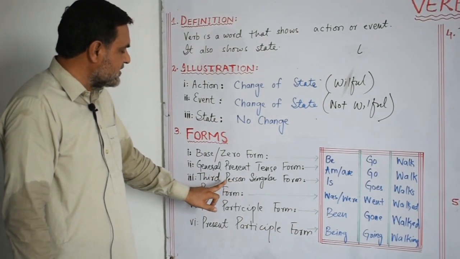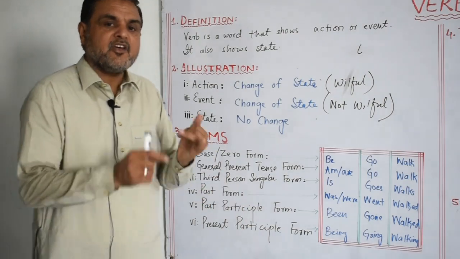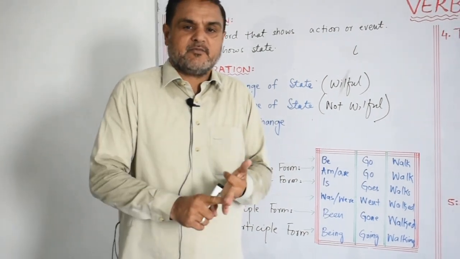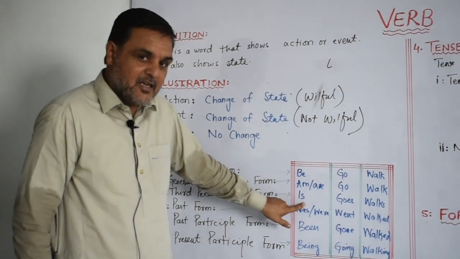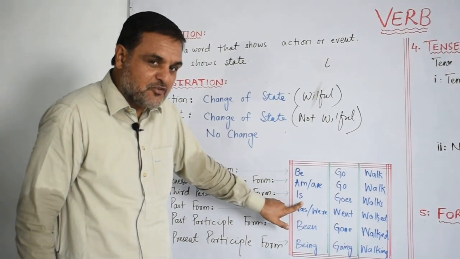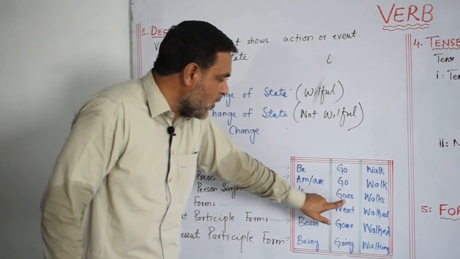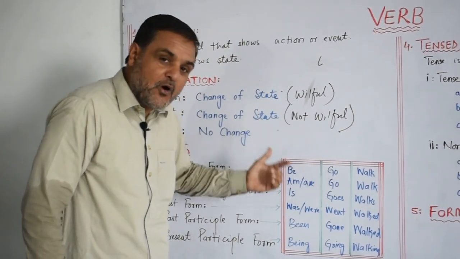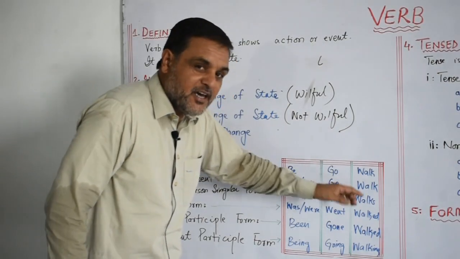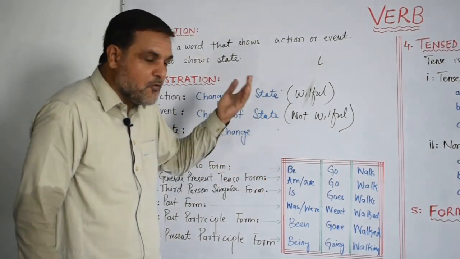The third form is called the third person singular form, with he, she, it or any noun. Is is the third person singular form of be. Goes is the third person singular form of go. And walks is the third person form of walk.